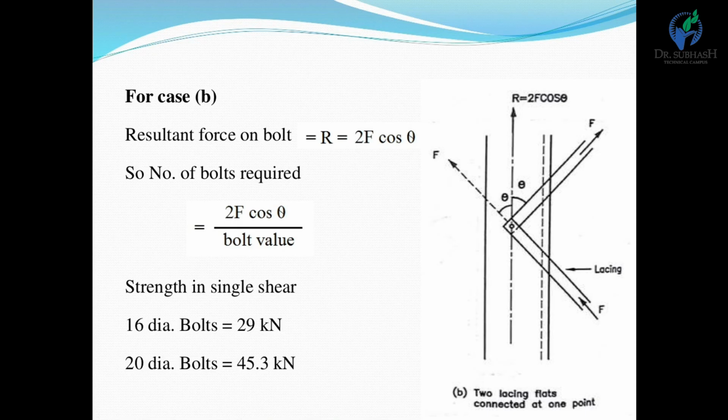So the number of bolts required is 2F cos theta divided by bolt value. Again, for the shear strength, or bolt value, there are two general diameters we can use, 16 mm and 20 mm. For 16 mm the bolt value is 29, and for 20 mm the bolt value is 45.3 kilonewton in single shear. If you provide double shear, the value will be double. So there are two cases to provide the lacing at the end: either provide separately, or provide overlap between them.